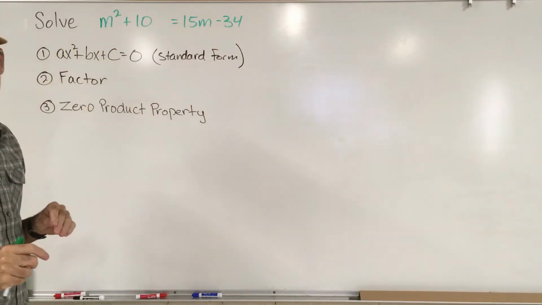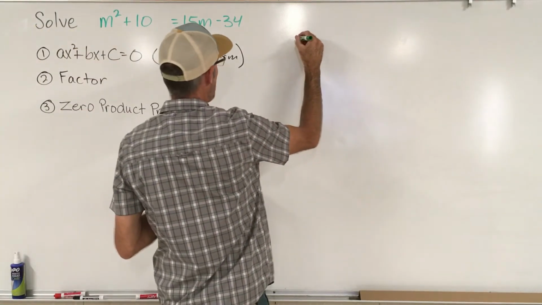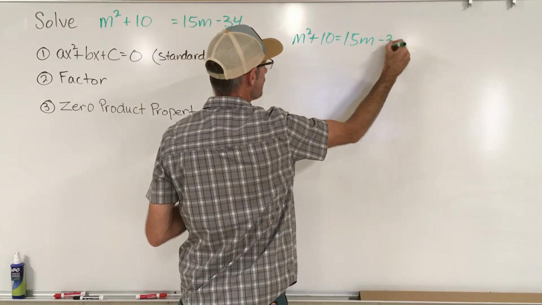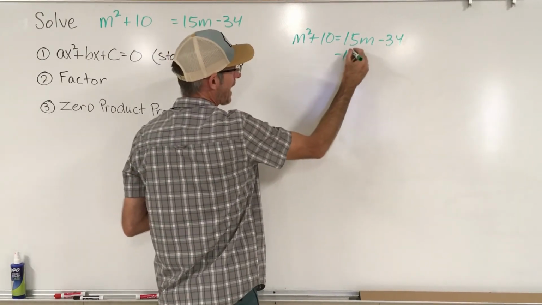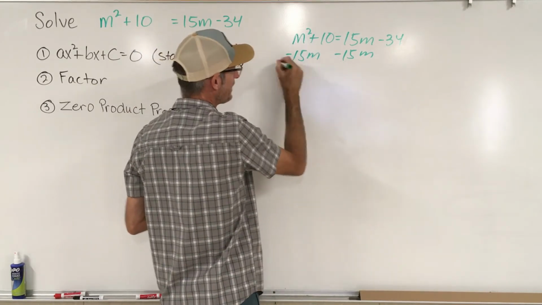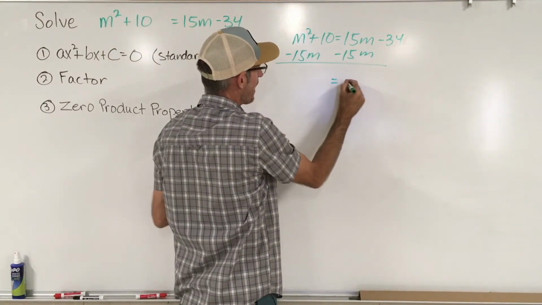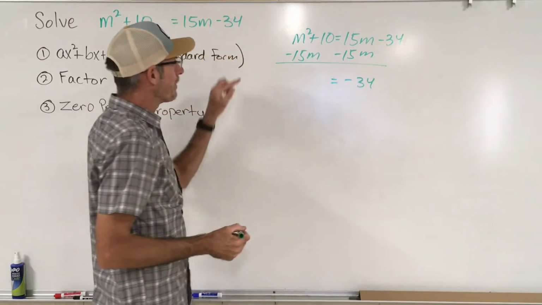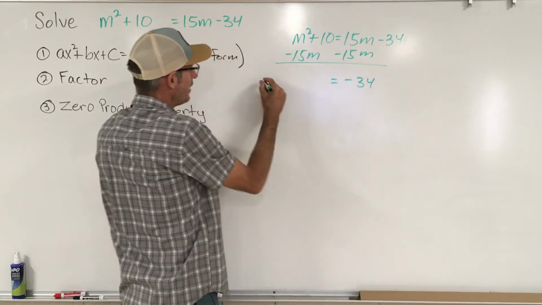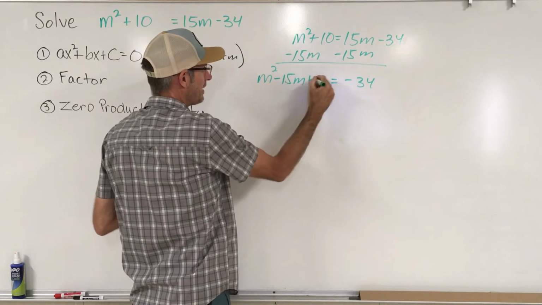So the first thing we need to do before we can factor it or solve it is put it in standard form. So I have m squared plus 10 equals 15m minus 34. And I'm going to subtract 15m from the right side of the equal sign and from the left side of the equal sign. So on the right side, this will become 0, and I'll only have negative 34 left. Over here, none of these are like terms, so I'm going to put it in order. So I have m squared, largest exponent, minus 15m plus 10.